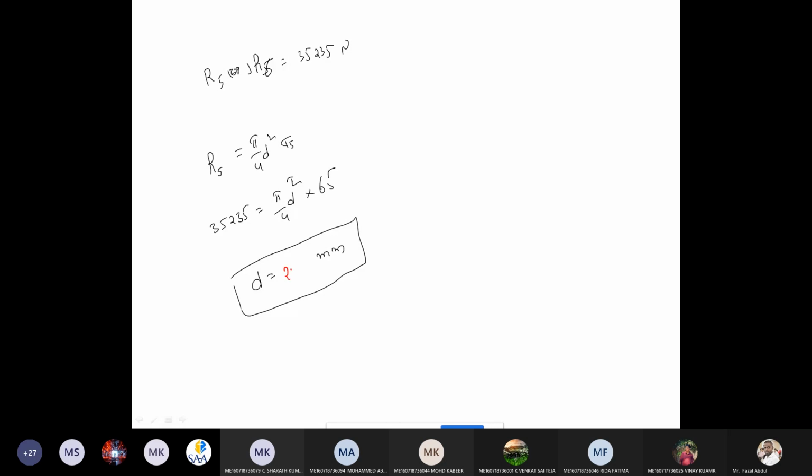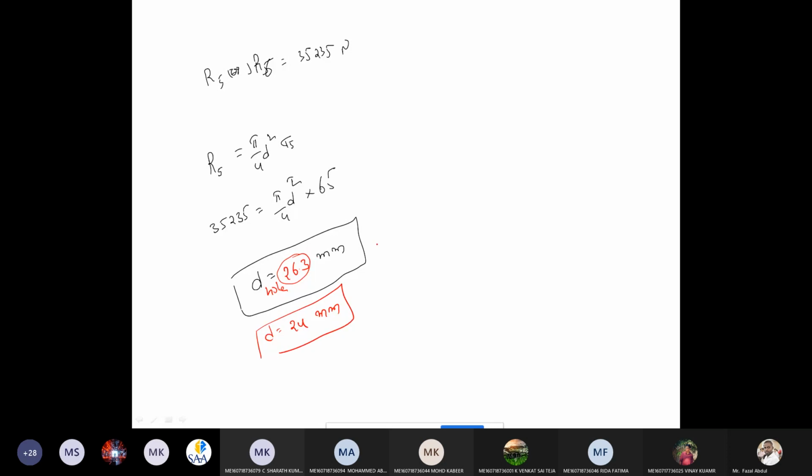26.27 means 26.3. The diameter of the rivet hole. So this is the diameter of the rivet hole. So based on this rivet hole, we are selecting the diameter of the rivet. So how much the diameter of the rivet? The table I already showed in the previous class. So based on the table, we are selecting the diameter of the rivet. So for this 26.3, which is the hole diameter, we are selecting the diameter of the rivet as 24 mm.